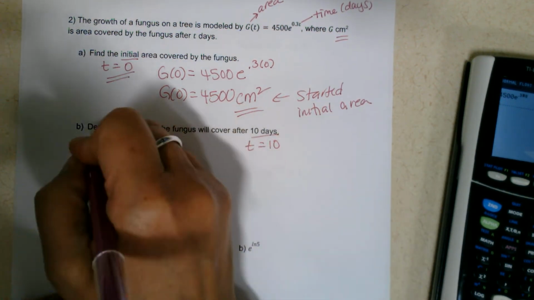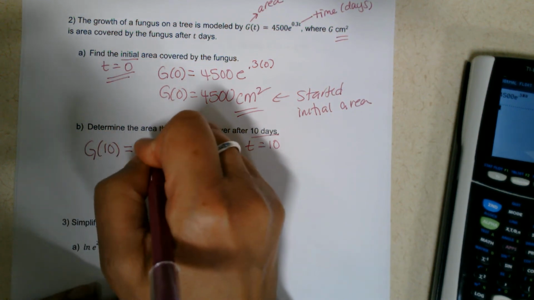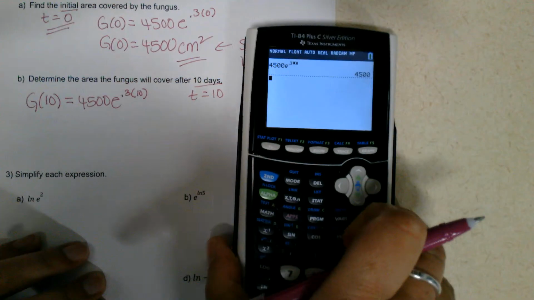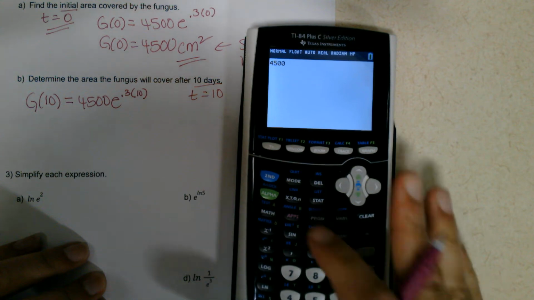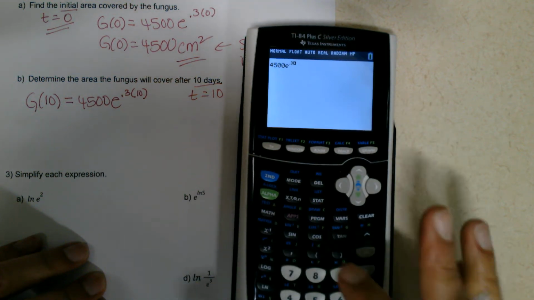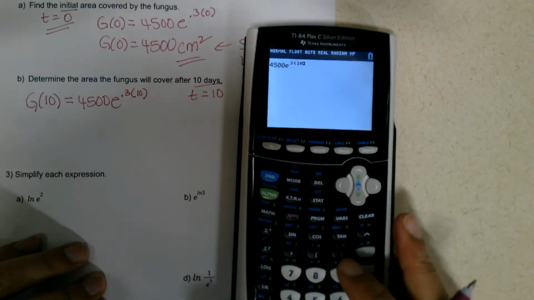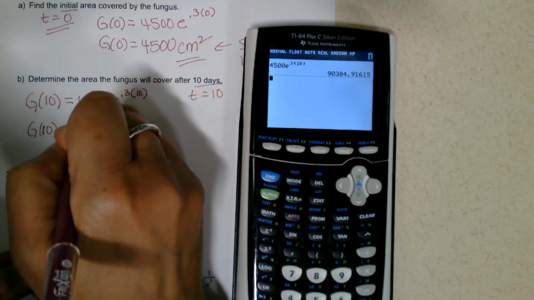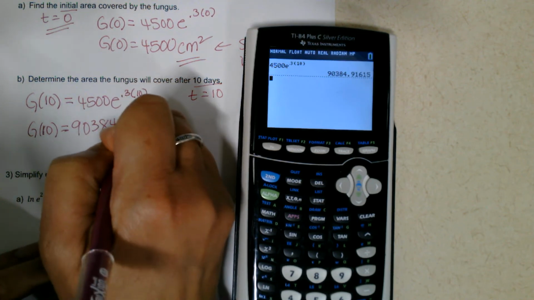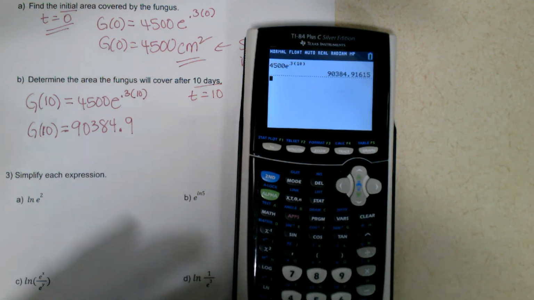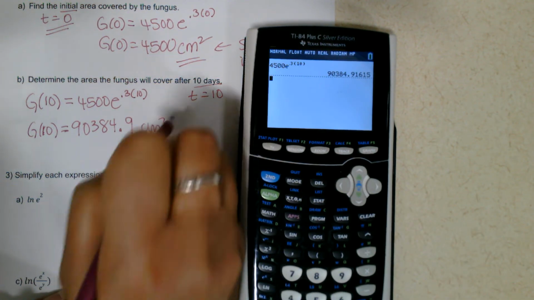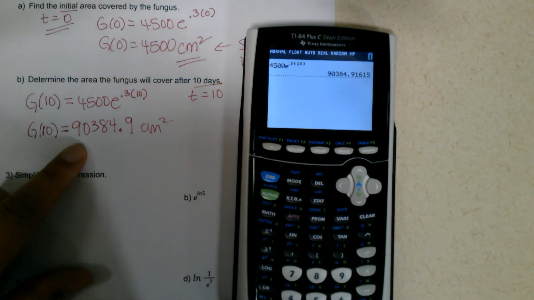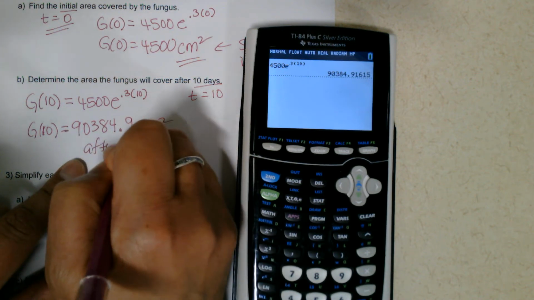So let's find out. All we do, again, is substitute our 10 in for t. And we're going to use our graphing calculator: 4500 times the second natural log of 0.3 times 10, and then enter. And after 10 days, it's going to be 90384.9. They didn't tell us to round anywhere, so I'm just going to round to the nearest decimal. So it would be about 90,384.9 centimeters squared after 10 days.